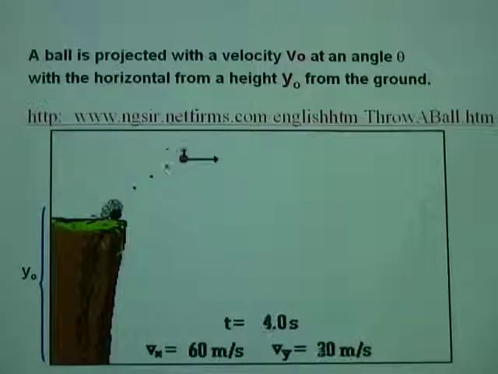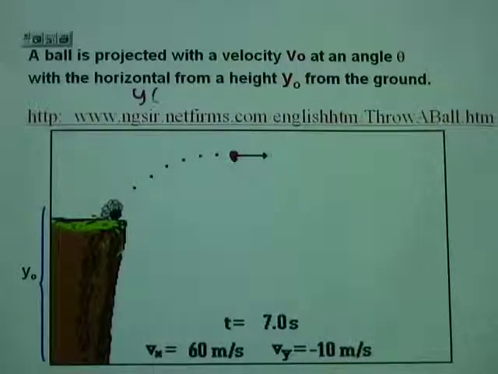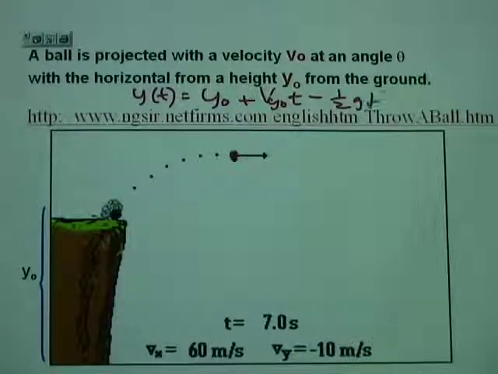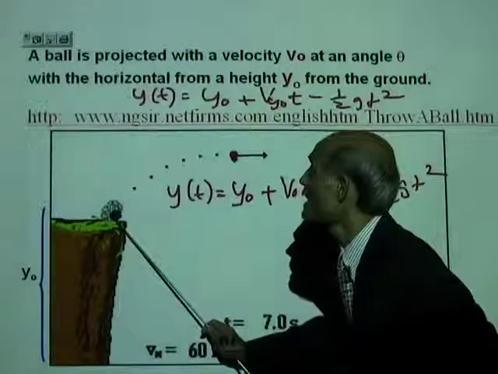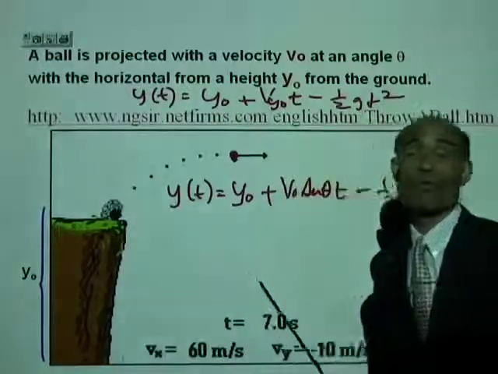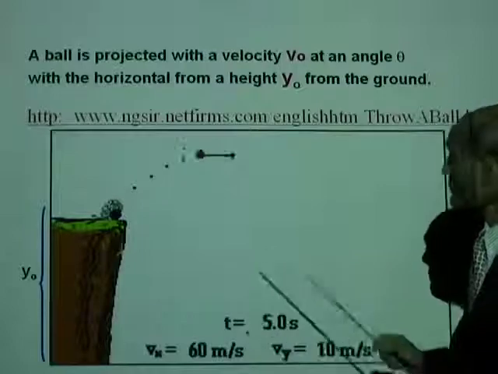The y position now will be y of t equal to y0 plus vy0 t minus 1/2 g t squared, and that will be y of t equal to y0 plus v0 sine theta t minus 1/2 g t squared, and this will be the position function because the projection is now done from an initial height y0.